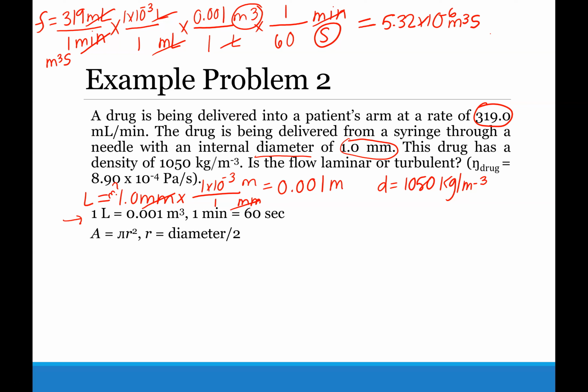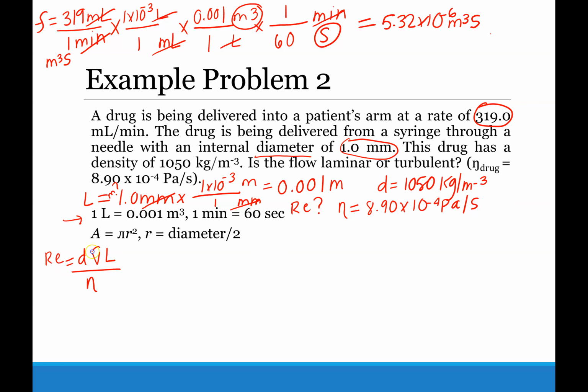And so it's asking us for Reynolds number. Is it laminar or is it turbulent? Then it gives us a viscosity of 8.90 times 10 to the minus 4th pascals per second. If you switch over to the previous slide, you'll see that the formula for Reynolds number equals density times velocity times length divided by viscosity.